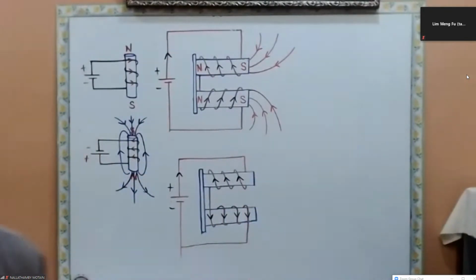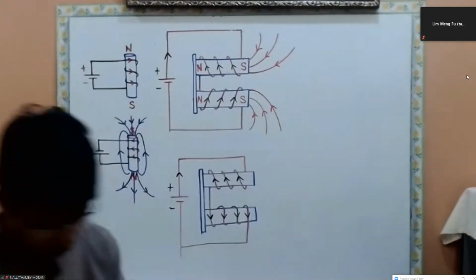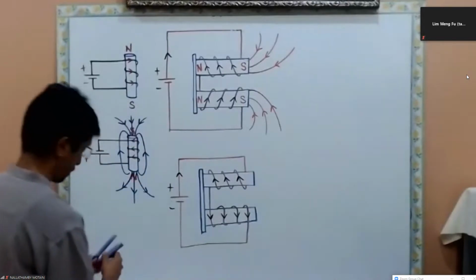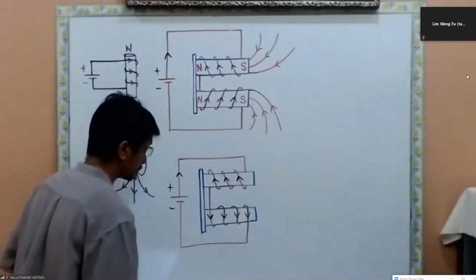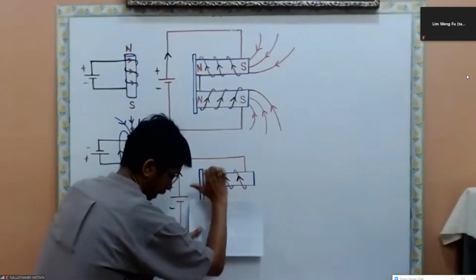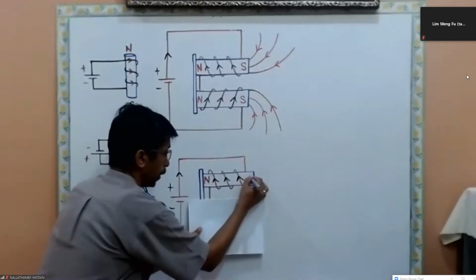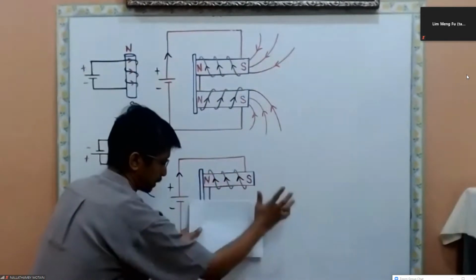Okay, now let's check the poles. Which side become north and which side become south pole? Okay, so the poles. Okay, so same like just now. We check the first core. Here, current upward. Your thumb points to the left. So north pole will be on the left. If you check, north pole on the left and south pole on the right.